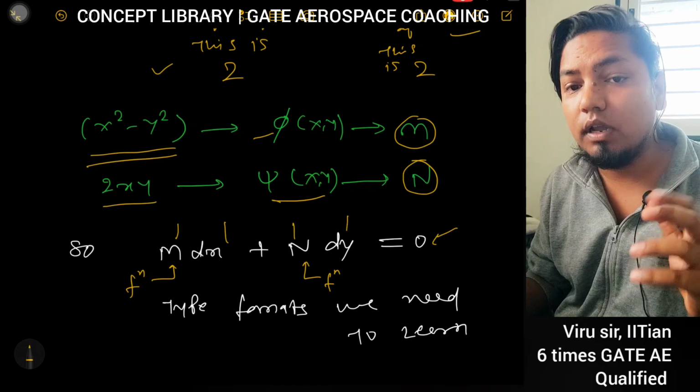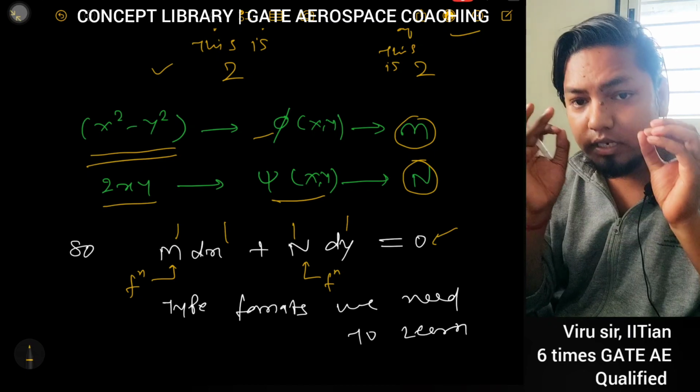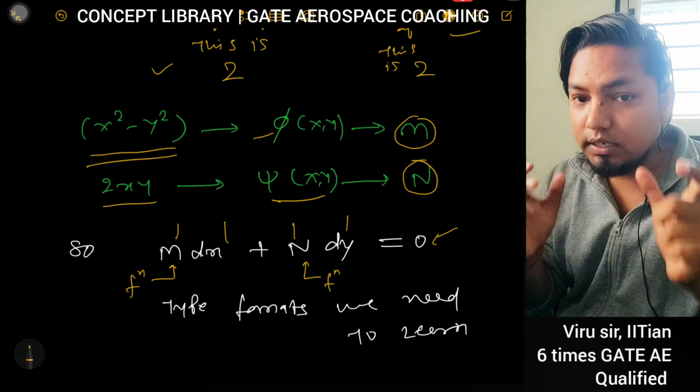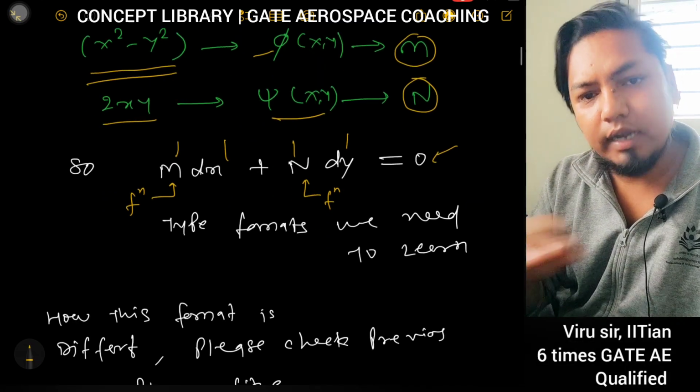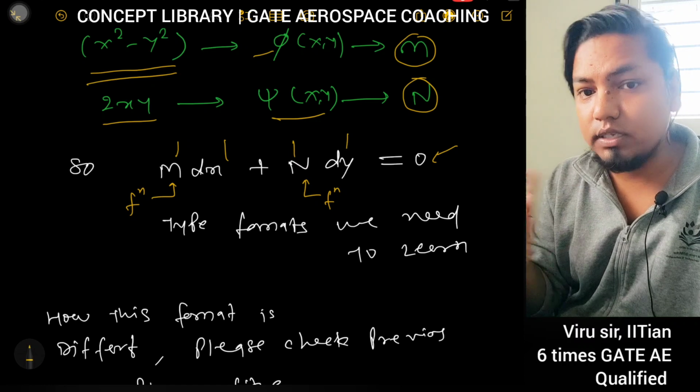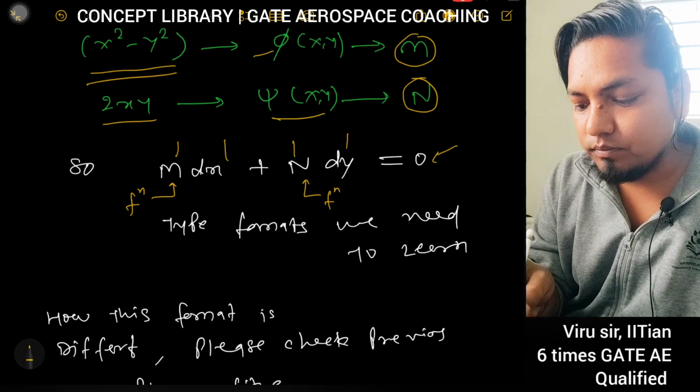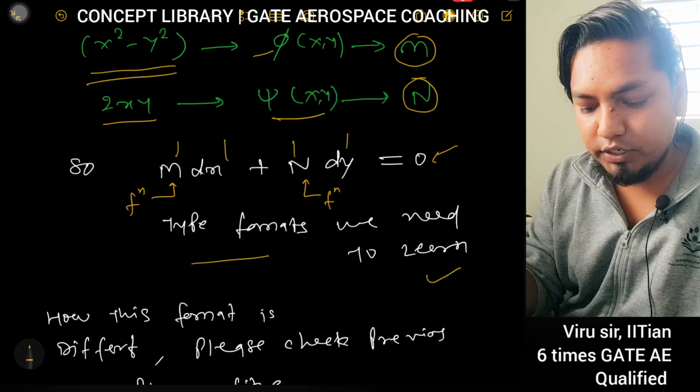When this kind of format comes in the GATE exam, there is a very best way. You have to check the degree and take x power that much common. I will show you how. And then that's all, substitute y is equal to vx, almost done. So this format we need to learn today.